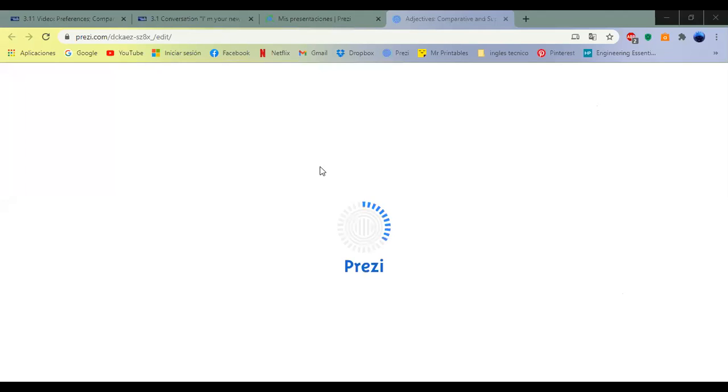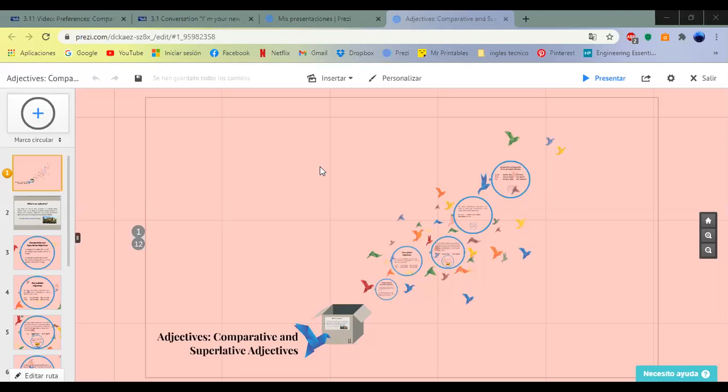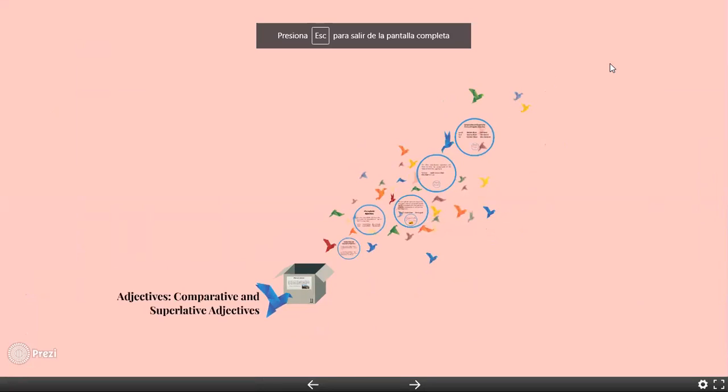Okay, so when we are talking about comparative adjectives, or when we're making comparisons, first of all, we need to know what is an adjective. So can you tell me what is an adjective? The colors. Okay, colors, yes. What else? Tall. Okay, tall. Small. Small, okay. Angry. Angry, okay, thank you.